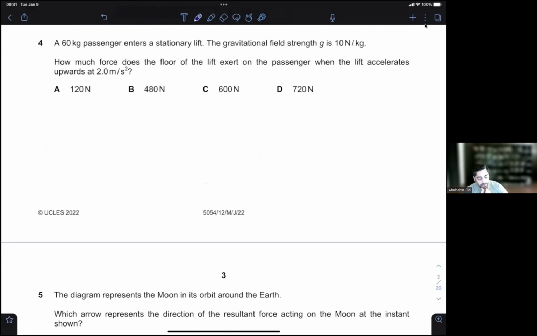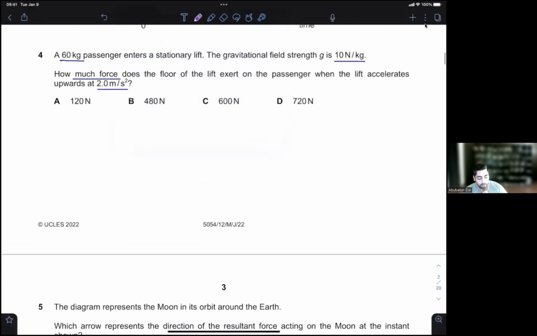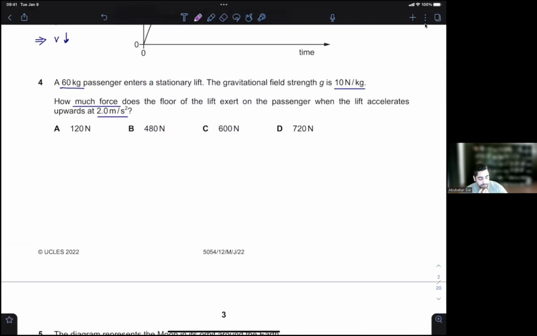Question number 4, a 60 kg passenger enters a stationary lift. Value of g is 10, so we'll underline both of those. How much force? We'll underline that as well because that's the unknown we're looking for. How much force does the lift exert on the passenger when the lift accelerates upwards at 2 meters per second squared? Now, another very effective thing you can do on P1 or even P2, but right now let's just stick to P1, is mark all of the quantities given and use the symbols that you use in the syllabus.